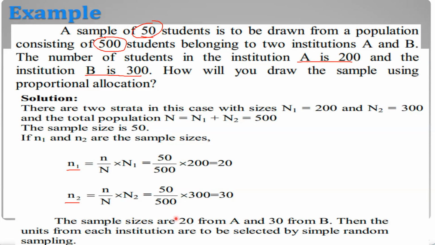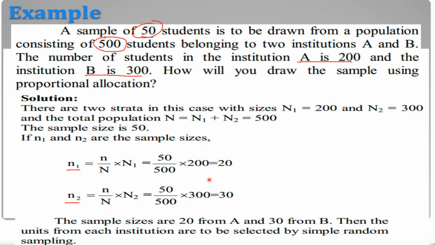So the sample size that will be obtained from institution A would be 20 students, and from institution B, it would be 30 students. So from this number of students that we have obtained from the computation, you could do simple random sampling or random sampling. You select 20 students out of the 200 students from your institution A and randomly select 30 students from the 300 total students from your institution B.